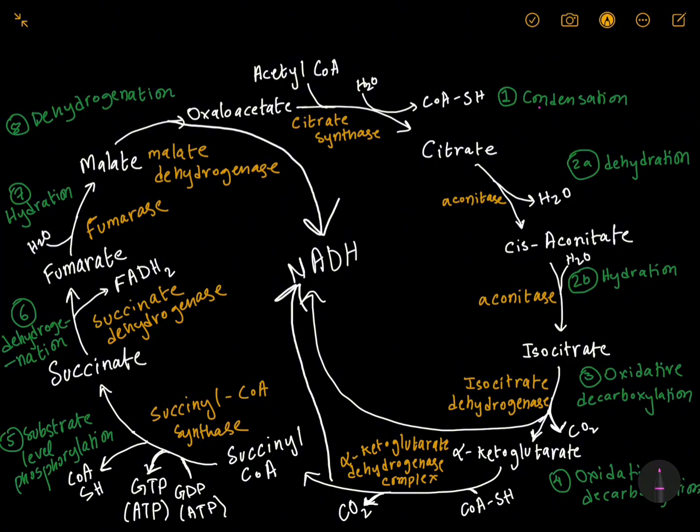Moving on to step 7, the fumarate that we get from step 6 is converted to malate, catalyzed by fumarase. Now this is a hydration reaction, so you're going to use water as one of the substrates.